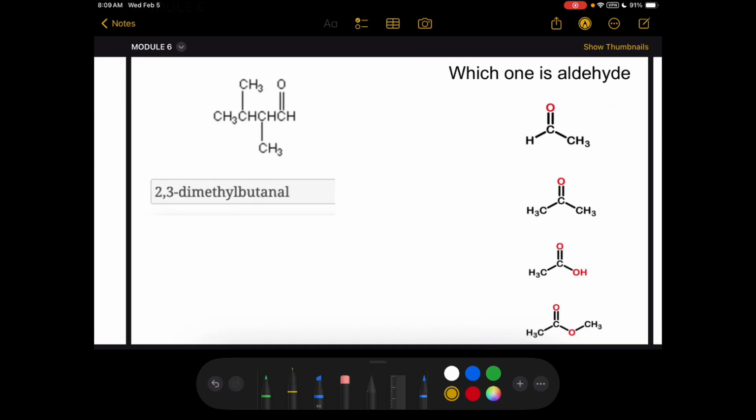Let's look at this one. Now, let's name it. First, I'm going to count the longest carbon chain that contains my functional group. What's my functional group? It's the carbonyl group, and then I have the H here. If I have H, I know this is an aldehyde group, al. Let's count the carbons. 1, 2, 3, 4 carbons. So 4 carbons, butan, and because it's an aldehyde, butanal. Do I have any substituent? Yes, I have one substituent here.